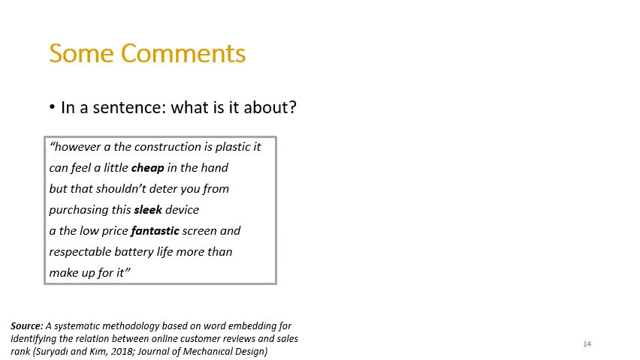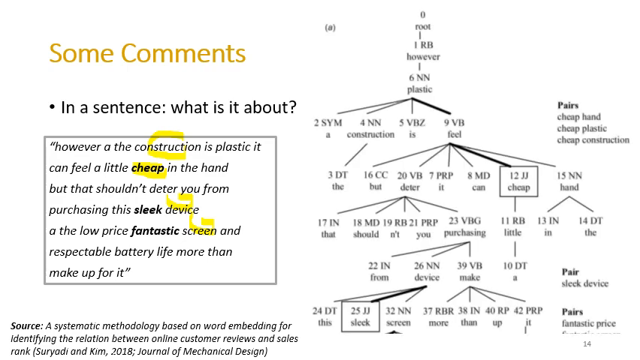So I'd like to know, for example, I see the adjective here, cheap, but I want to know what is cheap here. Is it the device, the screen, the construction, or what? So I'm using the combination of part of speech tagging and a dependency tree, and based on this dependency tree, I try to infer that this adjective is related to that noun by looking at the parent-child relationship.